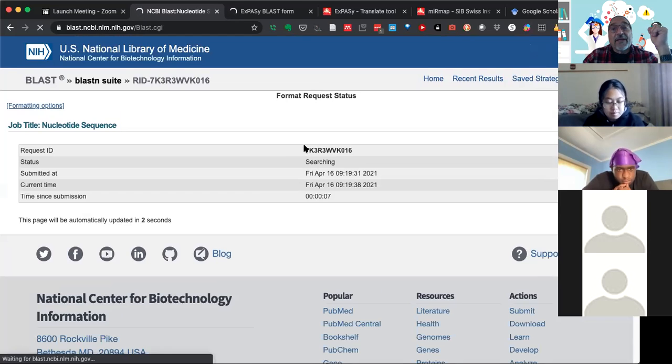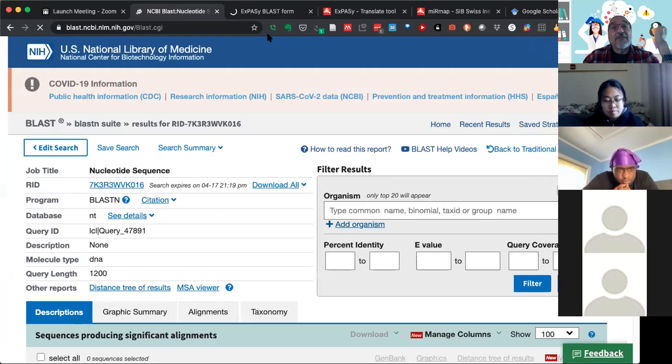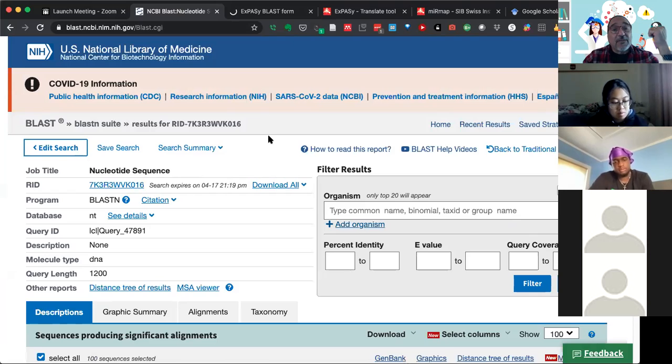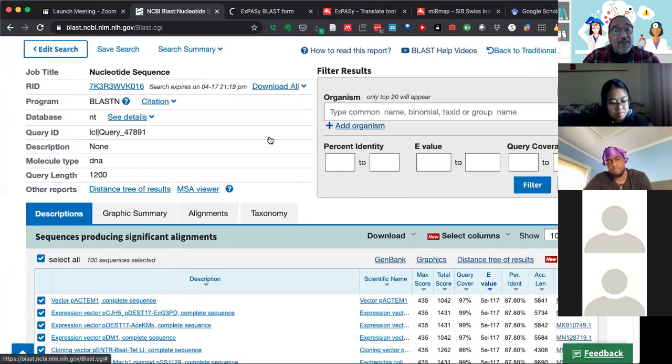The nice thing about, there you go. So NCBI is clearly faster than ExPASy. We'll let that go. Now let's say, look at this.